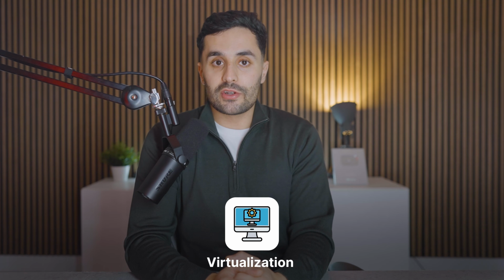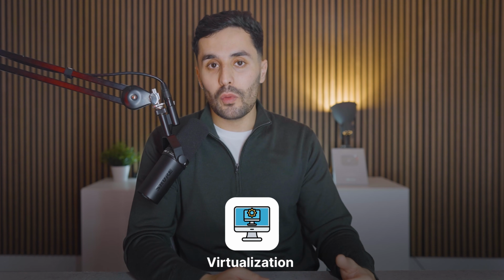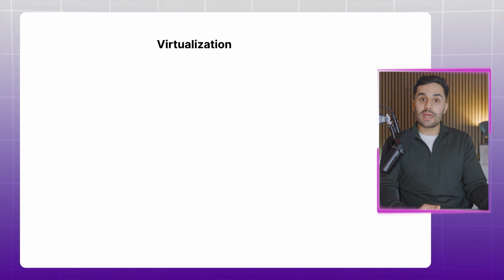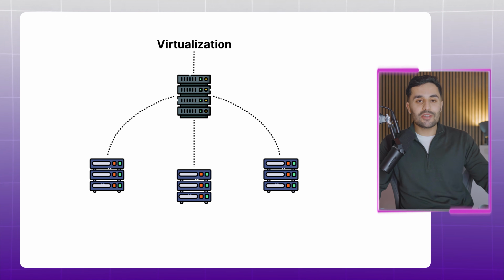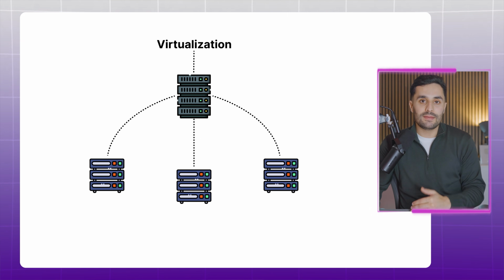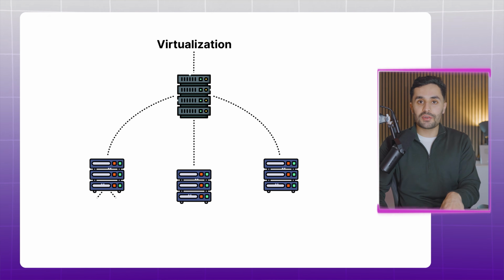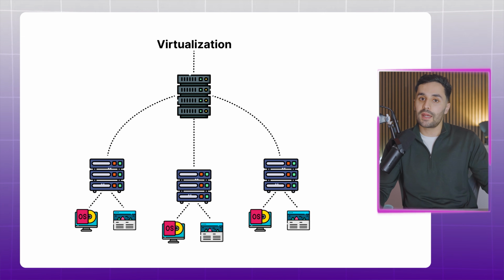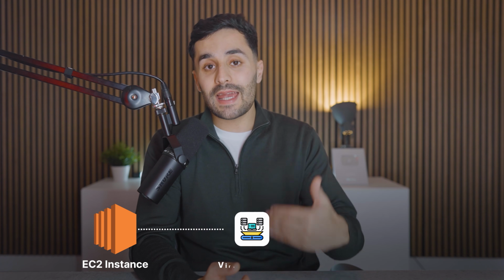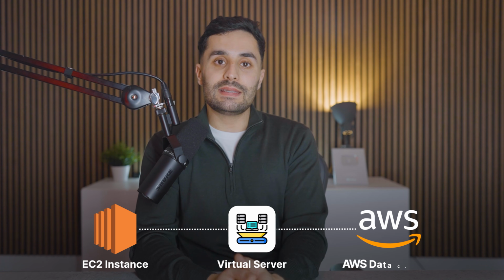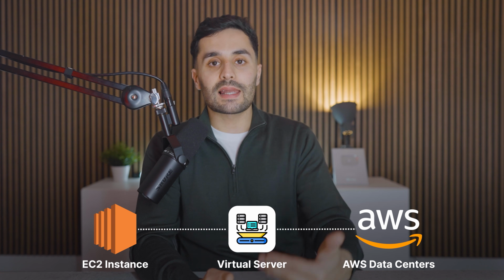This is where virtualization comes in, and it's what makes EC2 work. Virtualization lets you take one physical server and split it into multiple virtual servers, each acting like a complete independent computer. Each of these virtual servers can run its own operating system and applications, completely isolated from the others. EC2 takes this concept and scales it massively. When you launch an EC2 instance, you're getting a virtual server in AWS's data centers, and you can precisely select what you need.